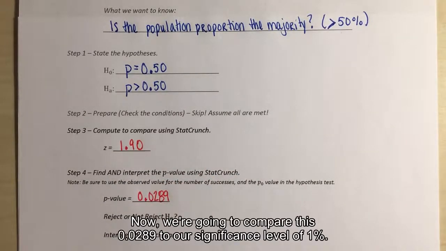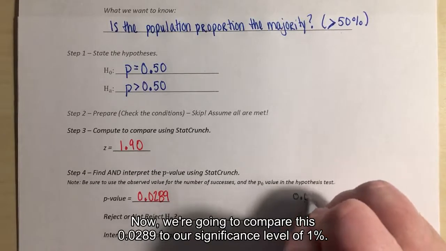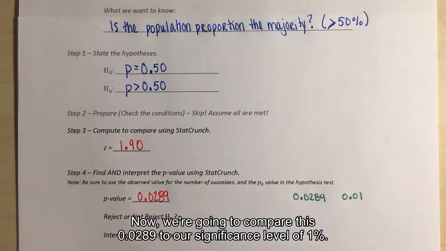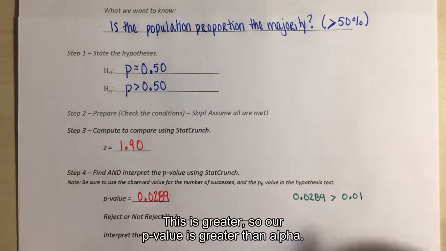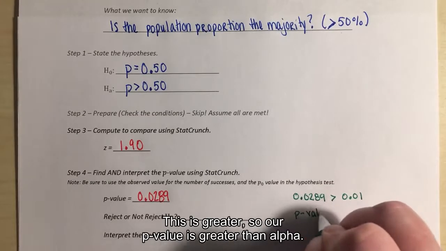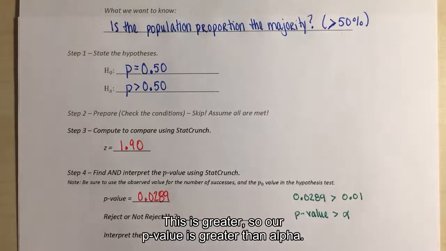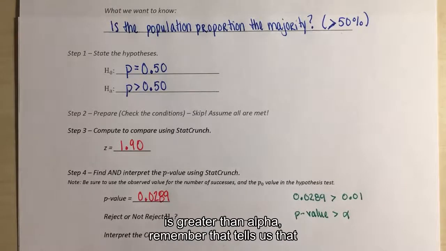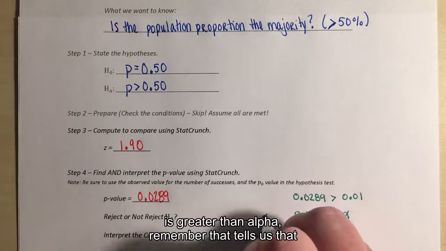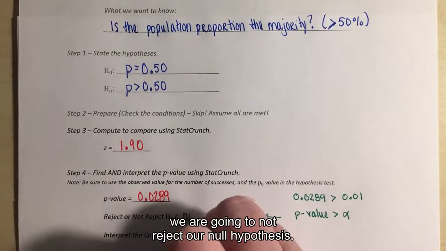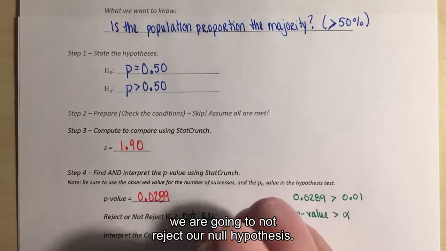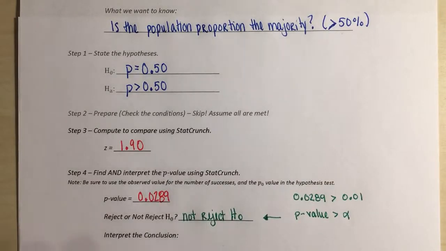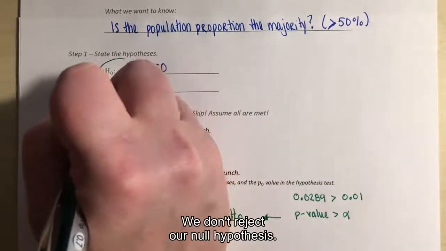Now we're going to compare this 0.0289 to our significance level of 1%. This is greater. So our p-value is greater than alpha. And if we go back to that part of the notes that I said to highlight, if our p-value is greater than alpha, remember that tells us that we are going to not reject our null hypothesis. Right. So we don't reject our null hypothesis.